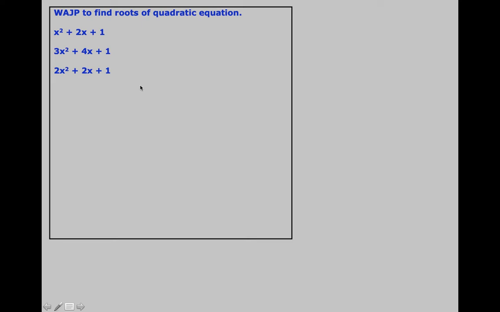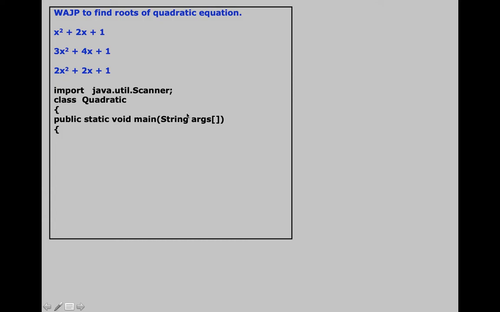This time we'll use the scanner class for data input. So tell me, what will be the first statement? It will be import java.util.Scanner, then the name of the class, Quadratic, then void main and so on. As soon as I start with the void main, I'll write Scanner s equal to new Scanner(System.in).